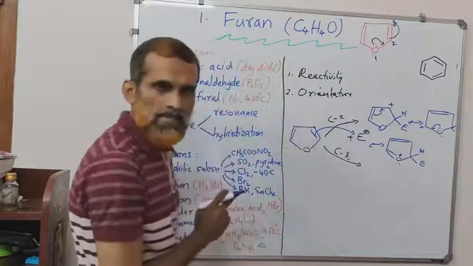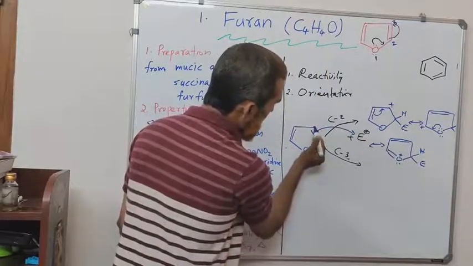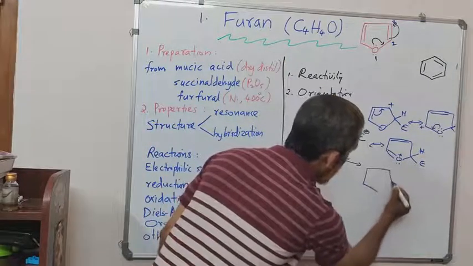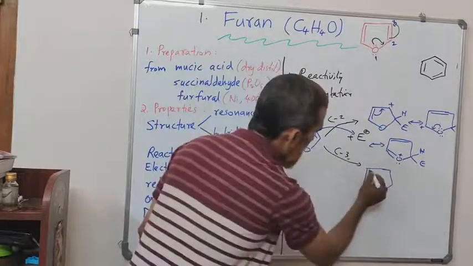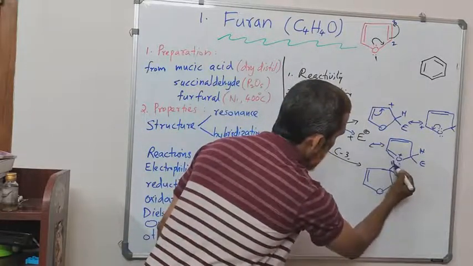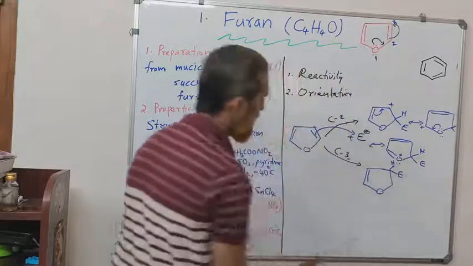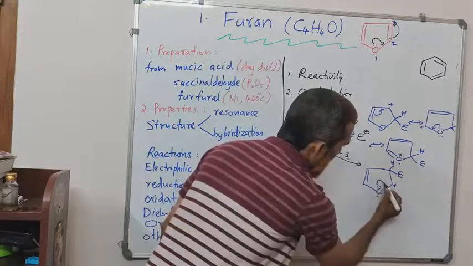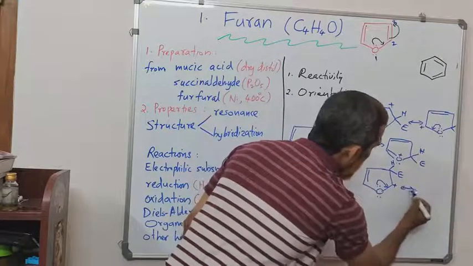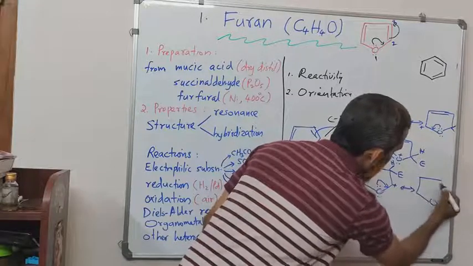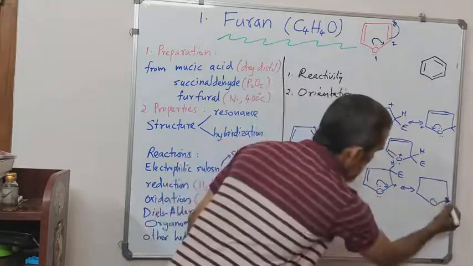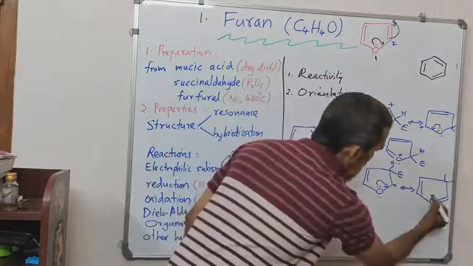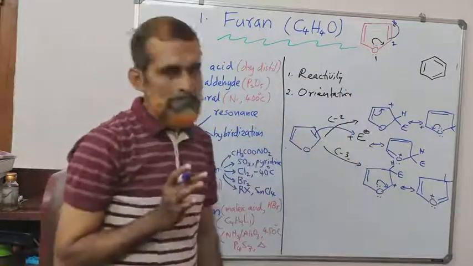What about when attack is at C3? If electrophile is attacking here, positive charge will appear here, isn't it? So what do you get? Attack is here, so the hydrogen is shown and electrophile is shown, positive charge here, and now what? Only possibility is that this lone pair can shift here, giving the next resonance structure, which will be like this, double bond here. Okay, and there will be positive charge over here, and no more resonance.